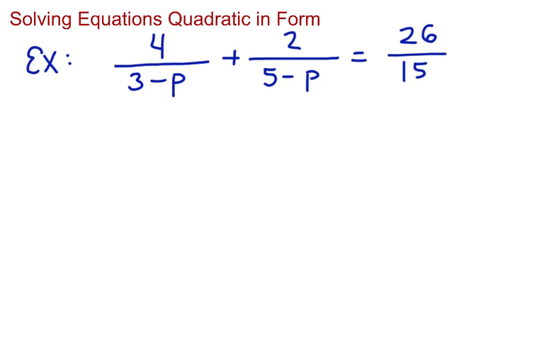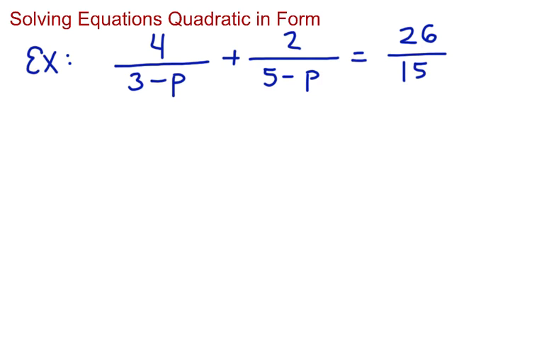Okay, this will be an example of solving an equation that is quadratic in form. This basically means the equation we're given probably won't look like a quadratic, but we can turn it into a quadratic equation fairly easily. So this example is actually a rational equation. This will remind you of some of the work we did back in Chapter 7.